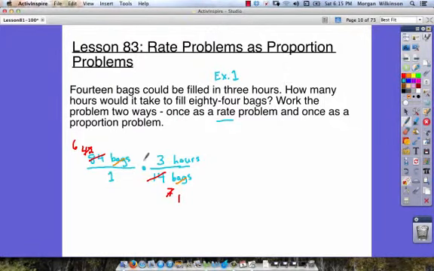We've got 6 times 3, well that's equal to 18, and we have 18 hours. 1 times 1 is 1, so we have 18 hours over 1, but we don't need to write over 1 if we don't want to, because we know that's just what the number is equal to. So we've got 18 hours as our answer. If 14 bags could be filled in 3 hours, then it would take 18 hours to fill 84 bags. That's the first part of our problem. This question said work the problem two ways. Please pause the video now if you need more time to copy this down, because we're going to erase so we can work it the second way.